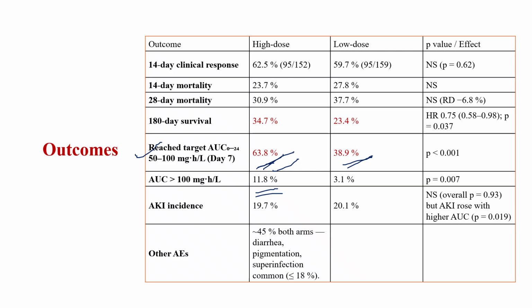But if you look at the AKI incidence, there is no significant difference in AKI as such, even though there is a small percentage of patients who achieved higher than target AUC. At the same time, when they tried to adjust the dose by increasing or decreasing the polymyxin by 25 mg, they weren't actually able to change anything much.